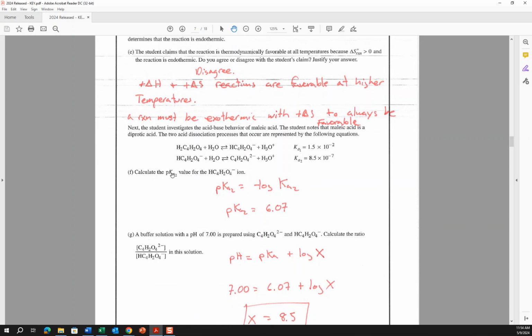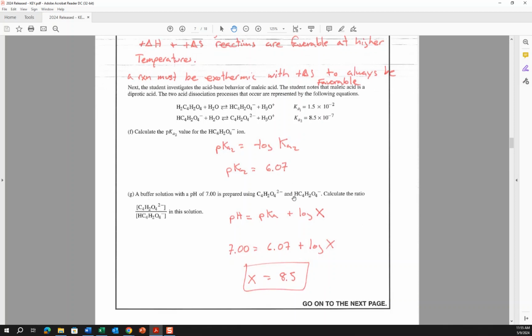All right, so part F, they give us the step-by-step protonation of the acid, or ionization of the acid. So it shows the first H plus dissociating, the second H plus dissociating. So the Ka1 for the first H plus and the Ka2 for the second H plus. And they just say calculate pKa2. So remember, p means take the negative log. So pKa2, you just take the negative log of Ka2. So just take the negative log of this number, and that's how you get pKa2.